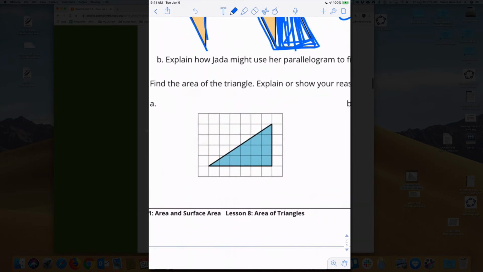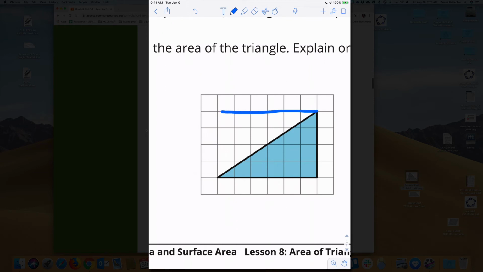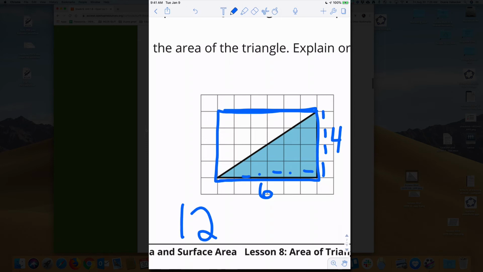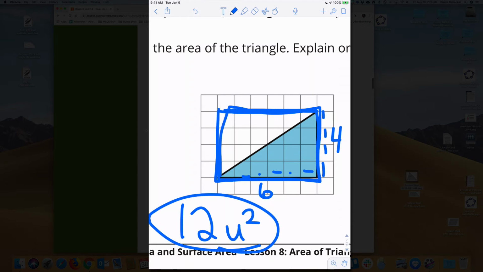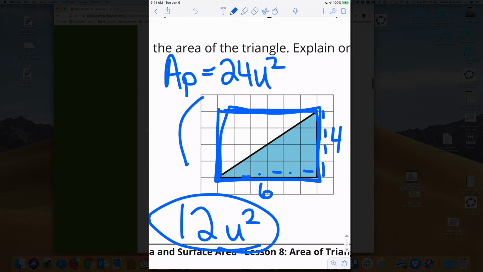Explain your reasoning. So we can see that, well, here's our rectangle. 1, 2, 3, 4, 5, 6 has a base of 6. 1, 2, 3, 4 has a height of 4. So that means the area of the triangle is 12 square units. How did I get that? Well, 6 times 4 is 24. So the original rectangle, the area of the parallelogram, is 24 square units. So you got to divide to get the area of the triangle.